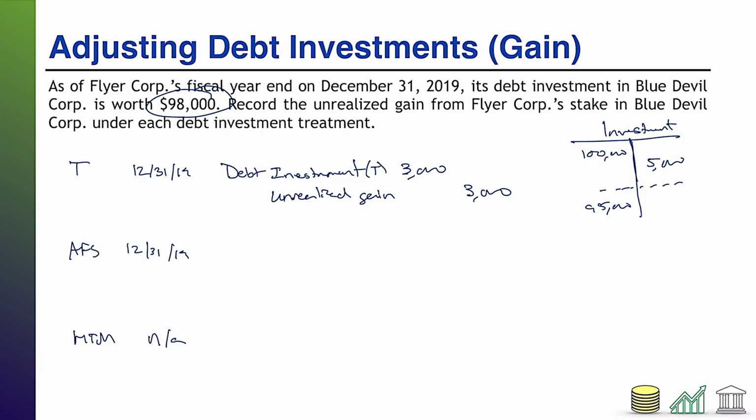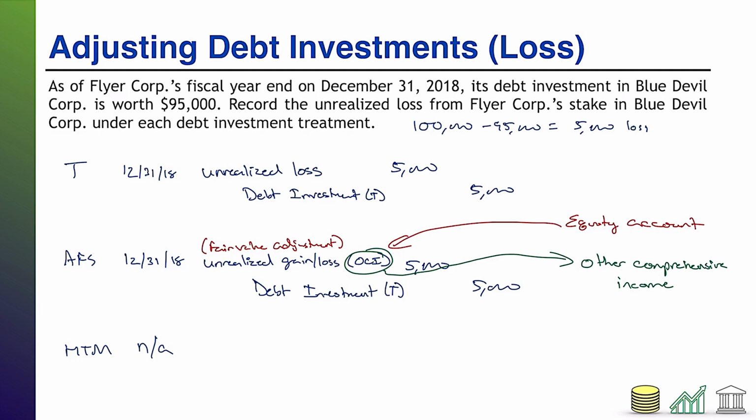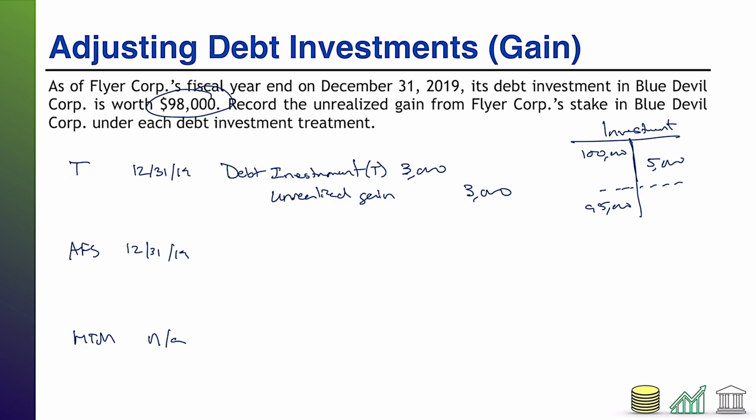And I'm going to put my T down here to just make sure I stay in that good habit. I don't know if I did it on the prior slide. Oh, I did, except I screwed up. So I knew something was wrong there. Debt investment, that was an AFS back there, so I'm sorry. If you caught me on that, great job. All right, so that's our trading journal entry.